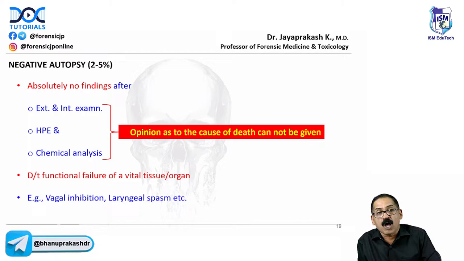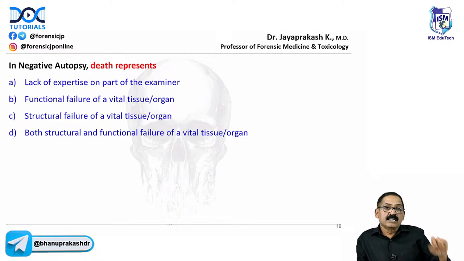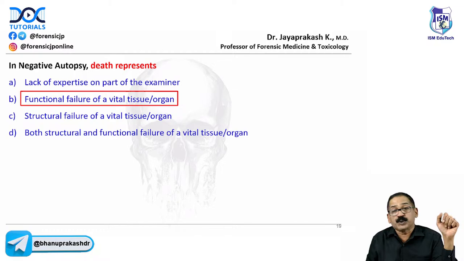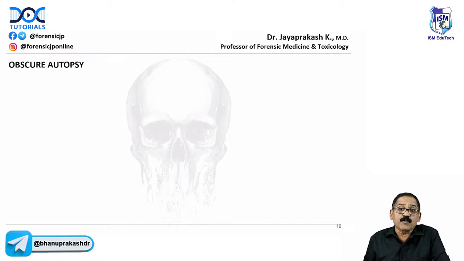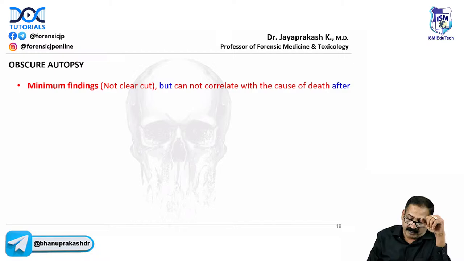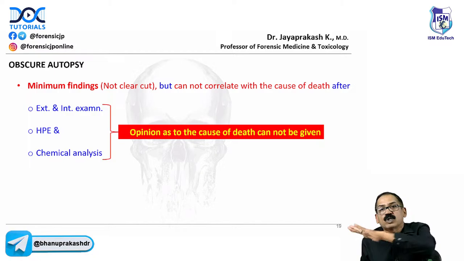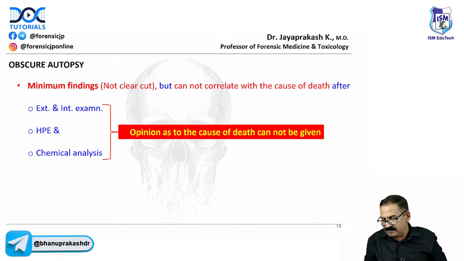Okay. Understood. What is obscure autopsy? Look here. Negative autopsy means absolutely no findings. Obscure autopsy means, before that, there is a question. Death represents functional failure of a tissue or organ. Obscure autopsy means there are minimal findings, and these findings are not clear-cut and cannot be correlated with the cause of death, even after external and internal examination, histopathological examination, and chemical analysis. In both, an opinion cannot be given. But in negative, there are no findings at all. Here, minimal findings. That is the difference. I hope you understood.